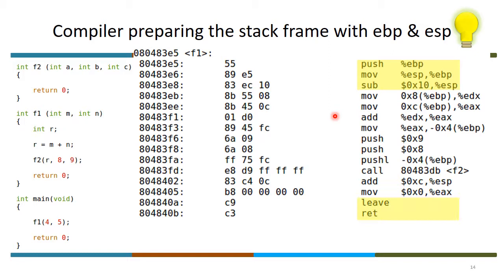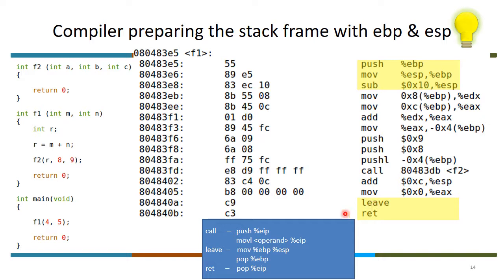How does the epilogue look? We have one more instruction called leave. What will it do? Leave will again move the EBP value to the ESP, unwinding the stack frame, and then pop the EBP value so that the previous stack frame is restored. And again, as we have seen, the return address is popped to the EIP. What does the call do here? Same thing, call has no change from what we discussed in the earlier sessions, right?